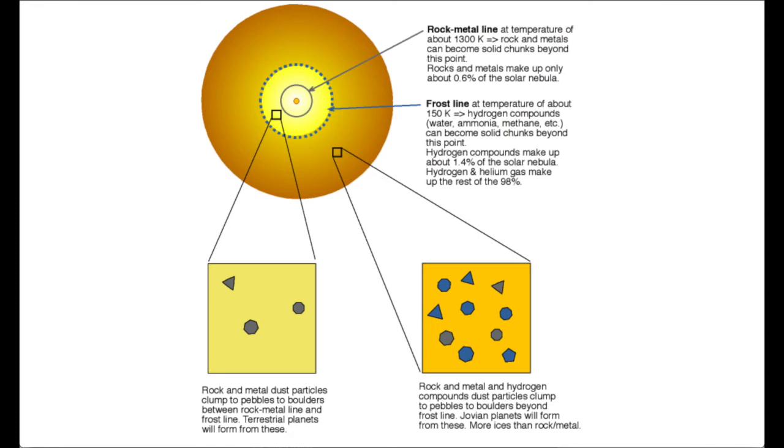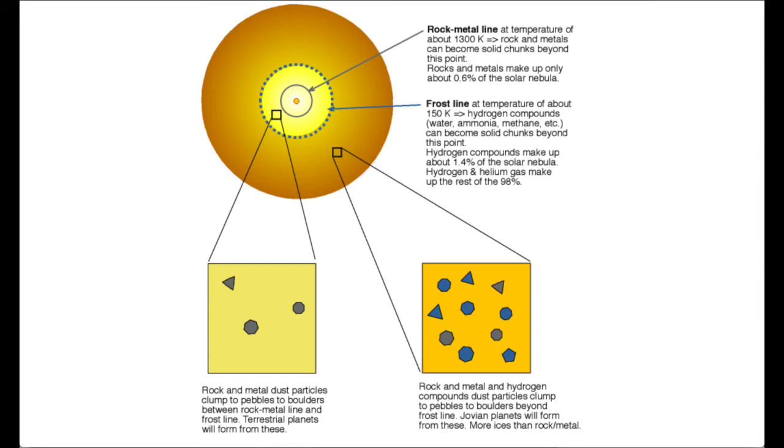The next picture explains in more detail why the terrestrial planets are small and near the sun, while the Jovian planets are large and far from the sun. At the rock-metal line, where the temperatures fell below about 1300 Kelvin, the rock and metal dust particles could clump to pebbles, to boulders, to planetesimals, to form the small terrestrial planets.